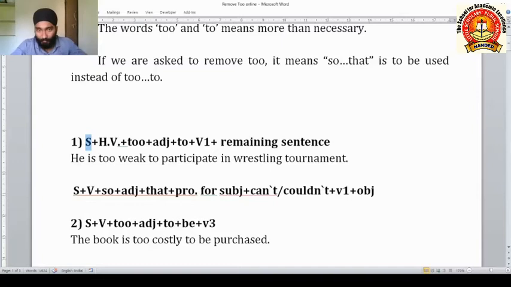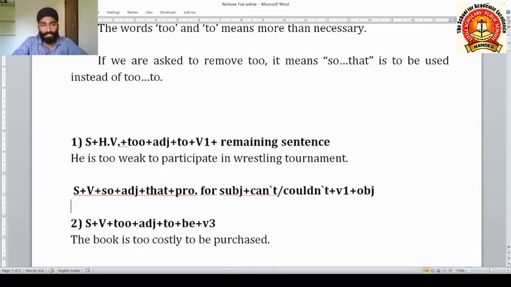The subject could be the name of a person, place, thing or any idea, or it could be a pronoun. So this pronoun you have to use related to the subject. Thereafter you have to use can't or couldn't depending upon the tense. If is, am, are is there, you have to use can't. If was, were or any past helping verb is there, you have to use couldn't depending upon the tense of the sentence. After this modal auxiliary, you have to use the given verb in the first form only, and at last the remaining sentence or object you have to use.